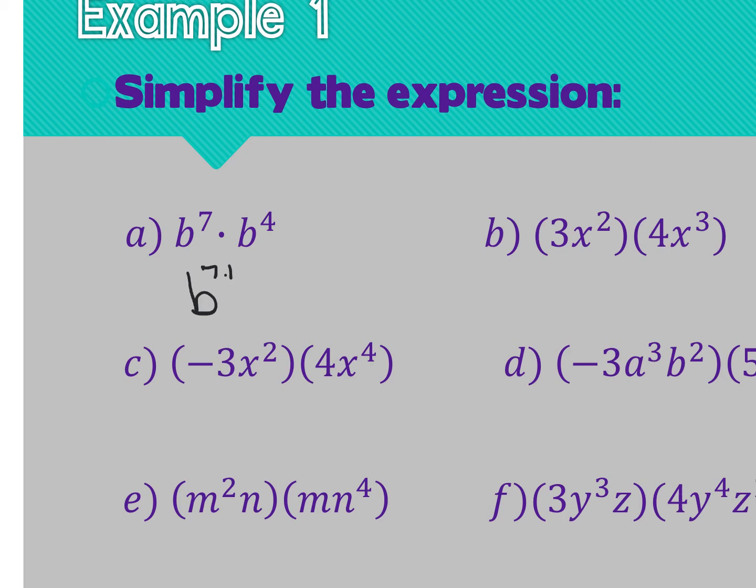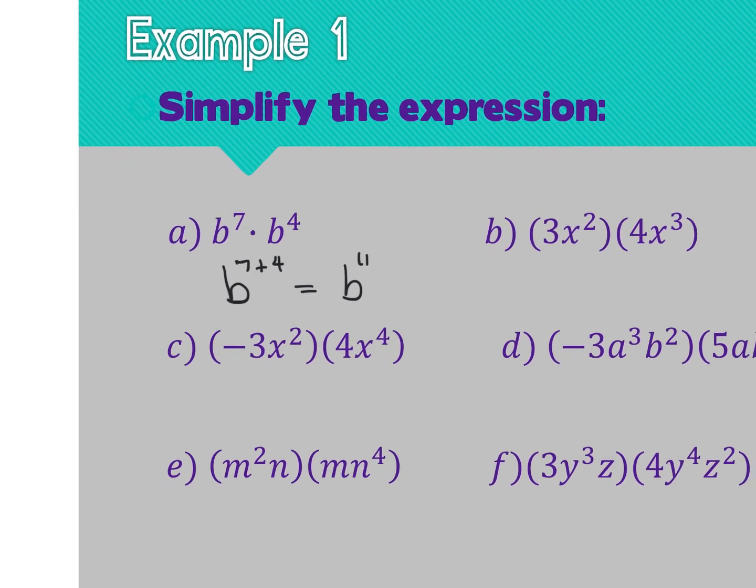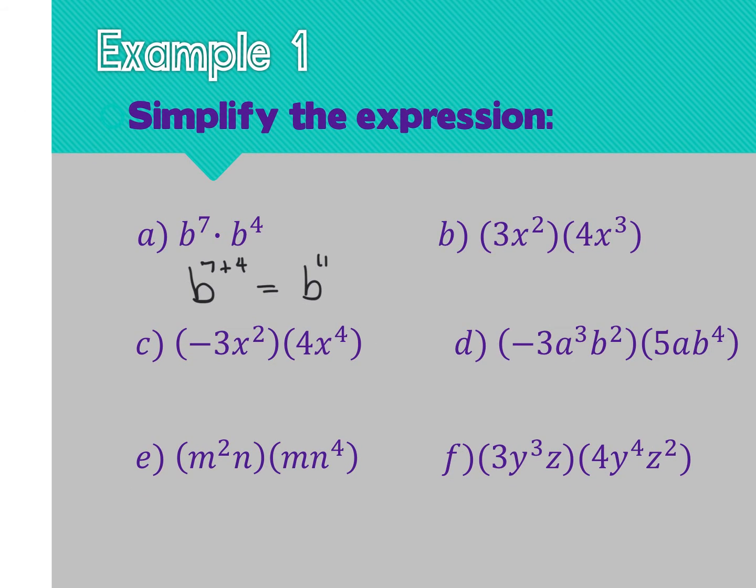So this becomes b to the 7 plus 4 power, and it becomes b to the 11th. I don't know the value of b, so I just leave my answer like that. Now, in lesson 1 in our book, they talk about coefficients. Coefficients are the numbers that are in front of a variable. So when I'm going to be multiplying these expressions, I'm going to multiply the coefficients. So I'm going to multiply 3 times 4.